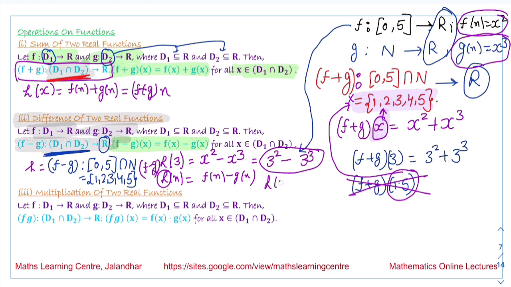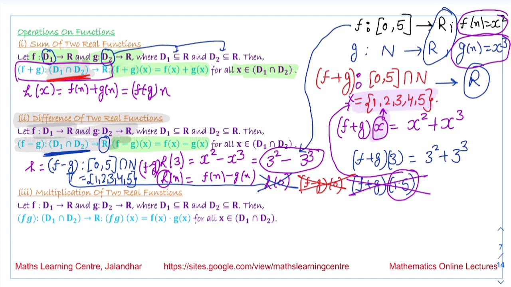If we have to calculate h(0), it is not possible to calculate h(0) because the domain of h does not contain 0. It means it is not possible to calculate (f minus g)(0). This is not a feasible value.